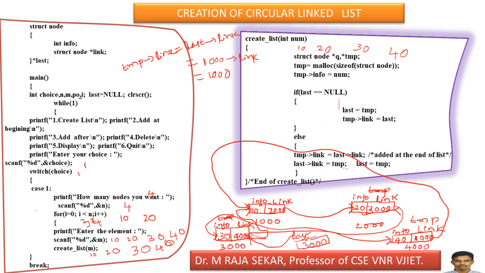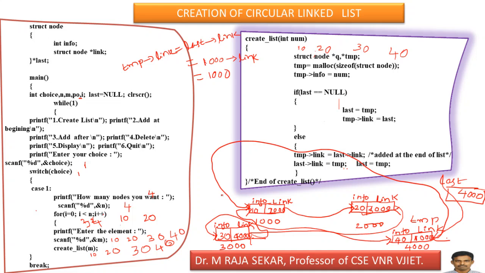Yes. Last arrow link. Last equal to tmp. Now this cannot be last. Let me remove last first. Now this cannot be tmp. Yes. Now where will I go? The last statement says last equal to tmp. What is last equal to tmp? Last is a pointer variable where I can keep tmp. What is my tmp? 4000. Therefore, this is 4000. It will point to this particular node, isn't it?